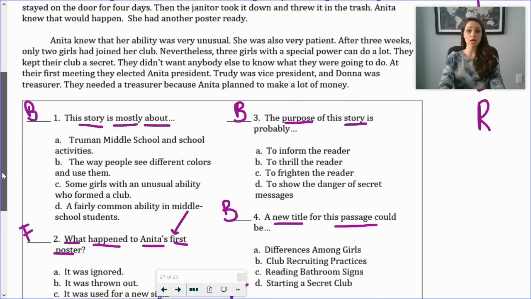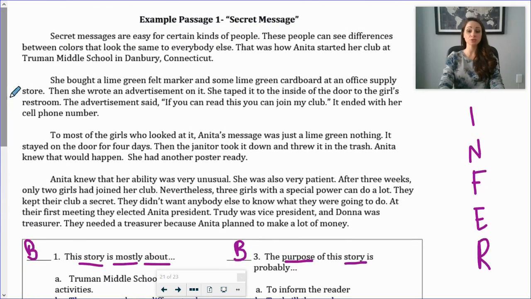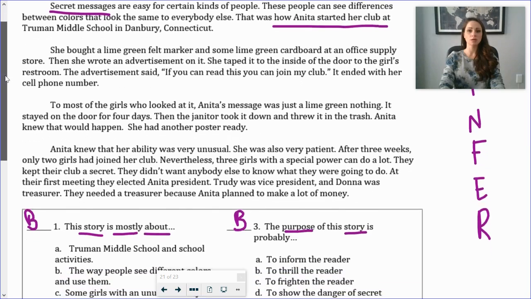All right, so now I am going to go up and find the clues and explore supporting details. Secret message. Secret messages are easy for certain kinds of people. These people can see differences between colors that look the same to everybody else. So I'm going to underline secret message because that's there and it's in the title and first sentence. That is how Anita started her club at Truman Middle School in Danbury, Connecticut. Okay, I'm going to underline Anita's club because I have a feeling that's going to help me answer my questions.